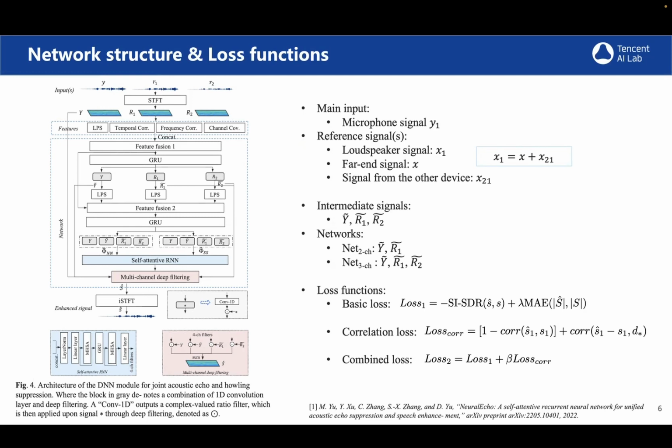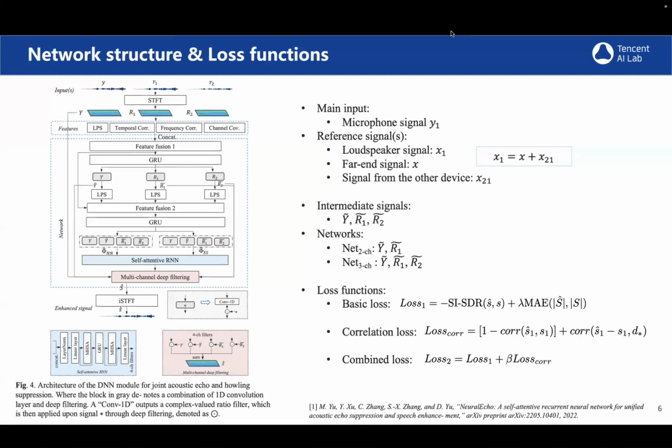These filters are then applied to the input through deep filtering to obtain the corresponding intermediate signals, denoted as tilde of Y, tilde of R1, and tilde of R2. These signals serve as additional nonlinear reference signals, and their LPS are then concatenated with the original fused features to train in the following part of the network.